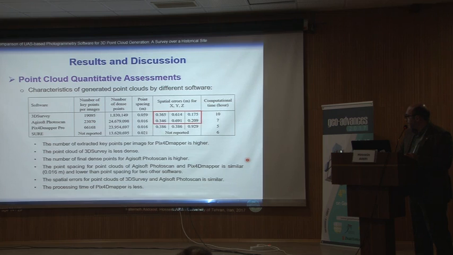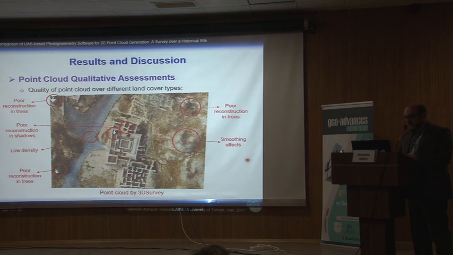Regarding the spatial error of the point cloud, 3D Survey and Agisoft are more or less similar and better than the others. And regarding the processing time, Pix4D is less compared to the others. That took 5 hours, using a computer with a Core i5, 16 gigabyte RAM, and processing on GPU and graphic card. This is probably the most important one, as it has a direct effect on the speed of processing.